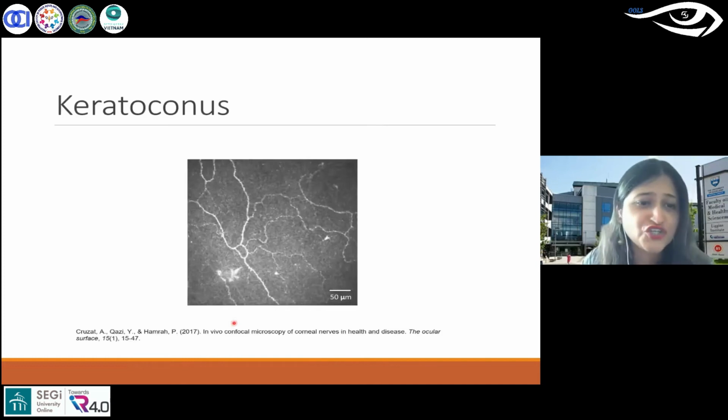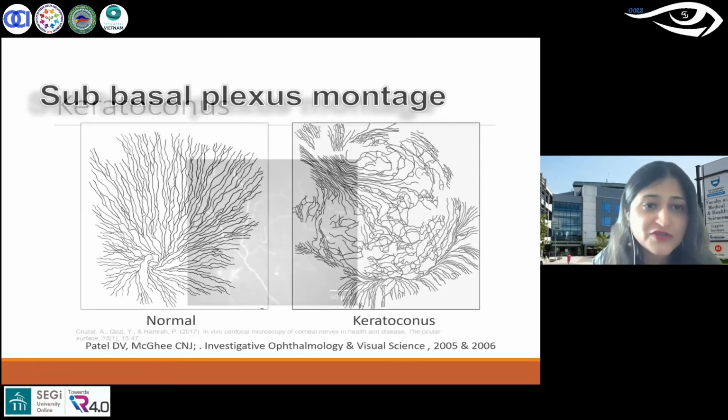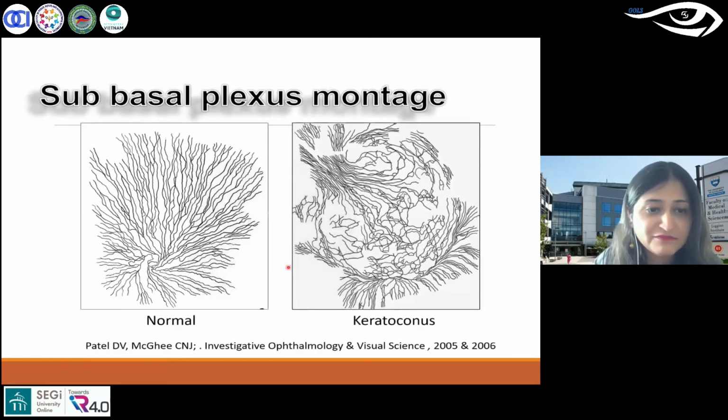Keratoconus, as I was mentioning, in that one you saw those stroma layers. You couldn't see the nerves, but here is what the nerves look like. You can see they are much more tortuous and potentially reduced in numbers as well. That's really important. Remember, I talked about those nerve maps. It seemed like a lot of work, so that's how these can be traced.